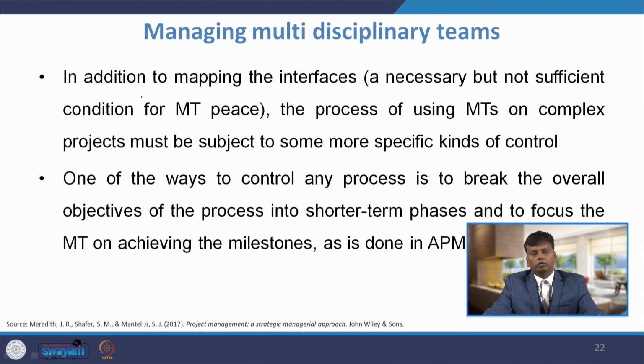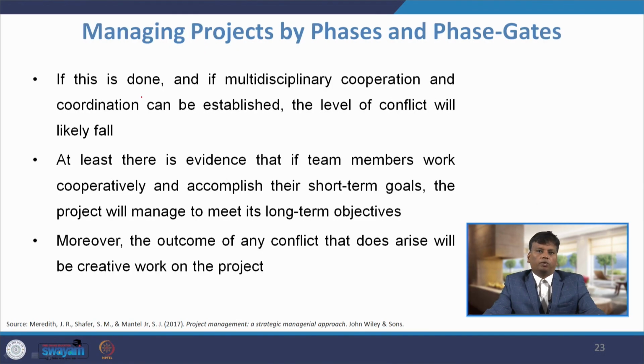So, the project can be split into different phases, and each phase of the project can be easily managed. That is another way to achieve integration management: managing the project by phases and phase gates. If multidisciplinary cooperation and coordination can be established, the level of conflict will likely fall. There is evidence that if team members work cooperatively and accomplish their short term goals, the project will manage to meet its long term objectives.